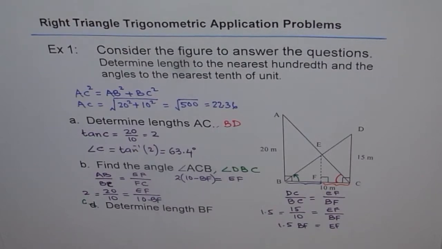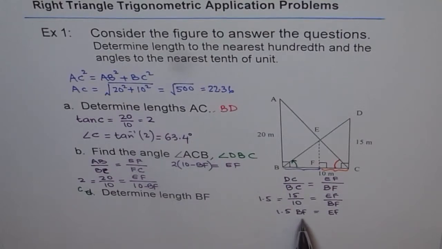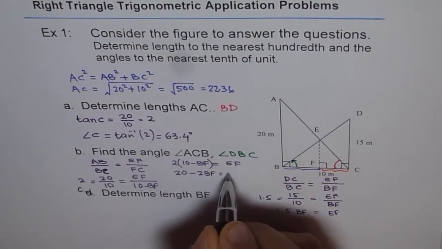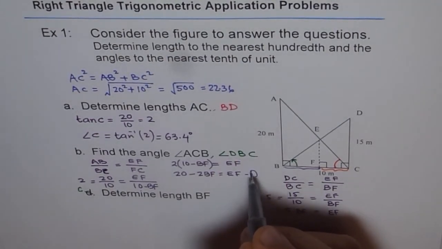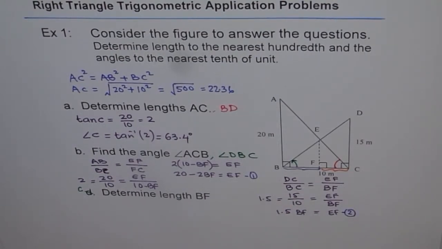Let me push this page a bit forward. Okay, so one: EF is 1.5 BF. The other one: EF is 2 times this, which is 20 minus 2 BF equals EF, right? So let's say this is our equation 1 and this is our equation 2. With these two equations, we can find BF and EF, both of them. We need to find BF in this case, right? So let's write EF as 1.5 BF and solve for BF.